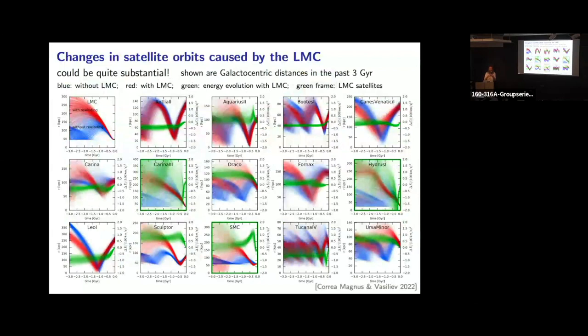Basically, when you integrate back the orbits of satellites, including the LMC effect and not including, some of them don't change much, some of them change a lot. So for example, here, Leo 1 is the galaxy that is one of the least bound to the Milky Way. And if you include the perturbation from the LMC, it turns out that Leo 1 is actually on a more bound orbit. So it helps to keep it bound, decreasing therefore the estimated mass of the Milky Way. But for some other galaxies, it's the other way around. Like Sculptor, for example, ends up much less bound.